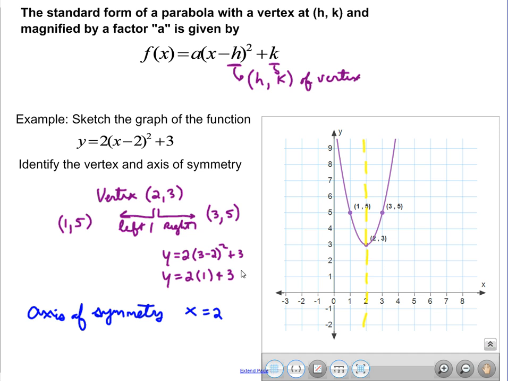So there we go. That's our graph. This is how we produce one of these graphs for a function written in standard form. More in the next video.